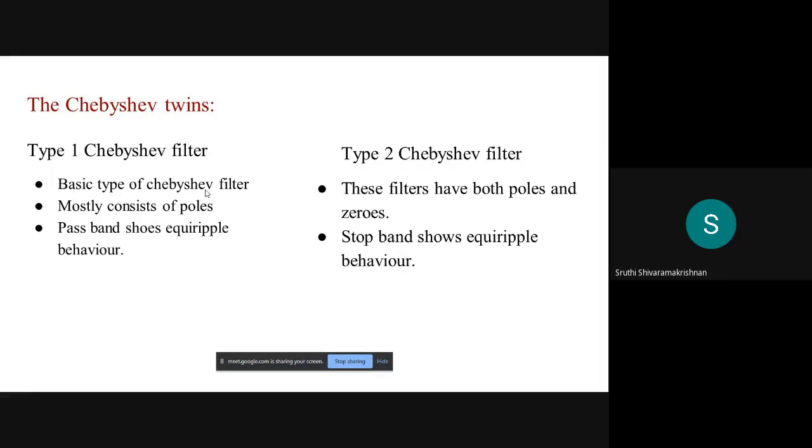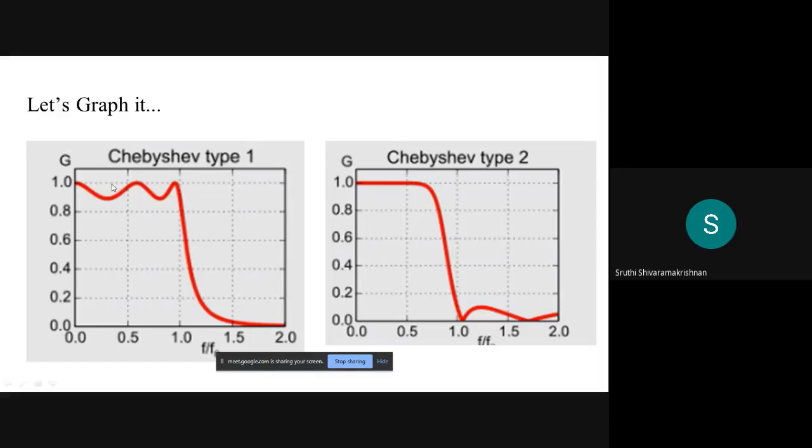In this case, you can see that the passband has an equi-ripple behavior. So what's an equi-ripple behavior? It means the ripples are of equal size. That's why it's called equi-ripple. And the type 2 Chebyshev filters have both poles and zeros in them, and the stop band in this case shows an equi-ripple behavior. So let's see the graph. As you can see here, the pass band is showing an equi-ripple behavior, the heights of the ripples are more or less the same, hence it's called equi-ripple. And the type 2 Chebyshev filter is showing a ripple in the stop band.